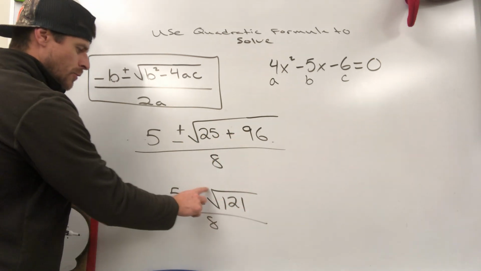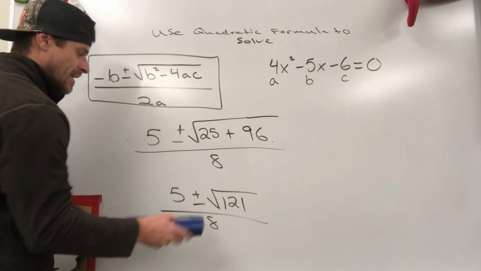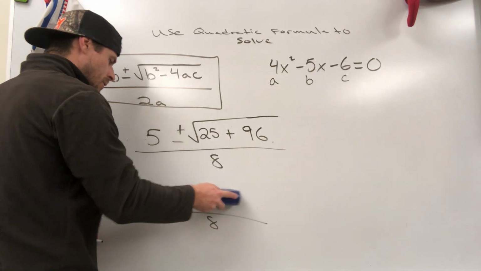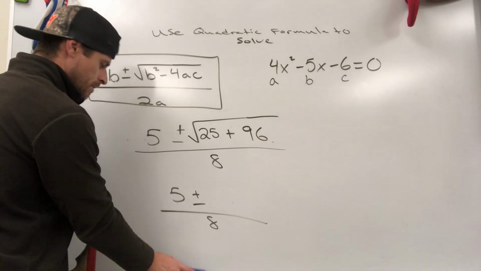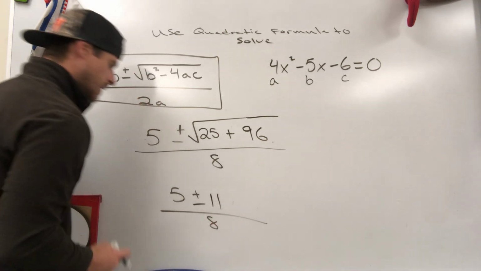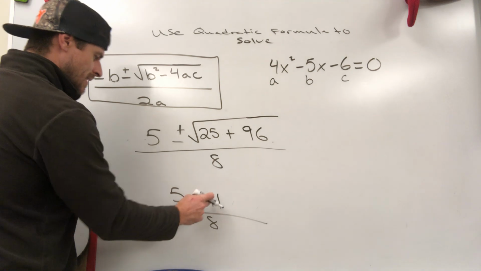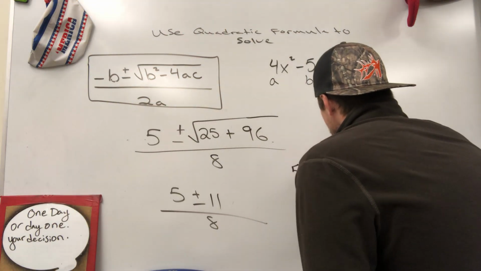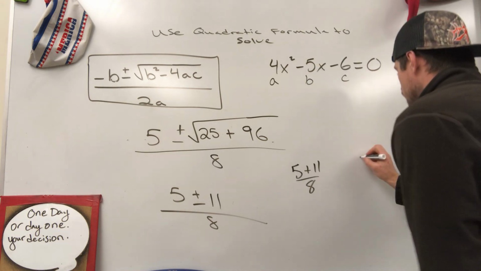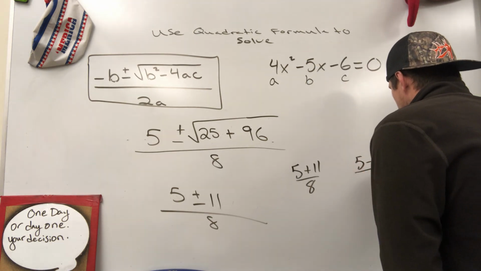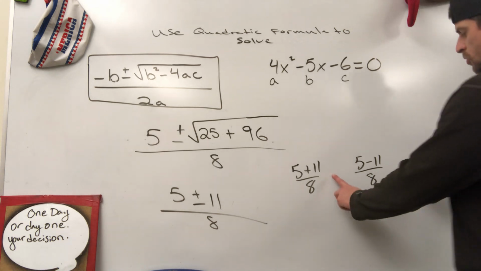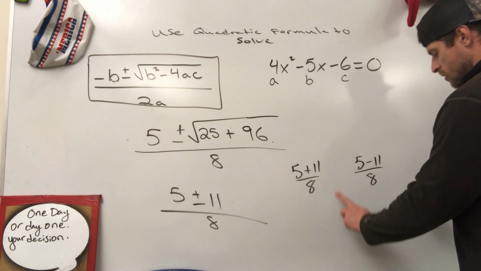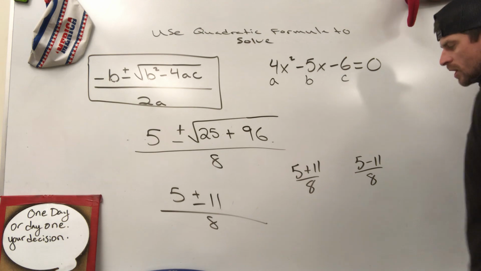Now we're going to take the square root of 121, which in this case comes out nice and neat. The square root of 121 we know is 11. So I got an 11 right there now. 5 plus or minus 11. This is where you got to get two answers. So you say 5 plus 11 over 8, 5 minus 11 over 8. The two answers you get would be your two roots. Those are going to be your two solutions to the quadratic.